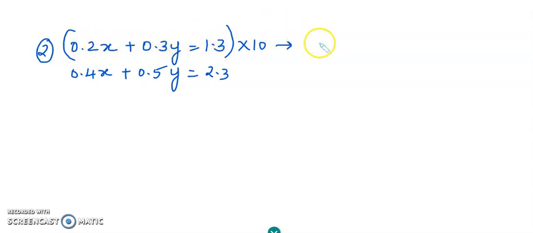the equation. So this will become 10 times 0.2, which will be 2x, plus 10 multiplied by 0.3, which will be 3y, equals 10 multiplied by 1.3, which is 13. Correct?